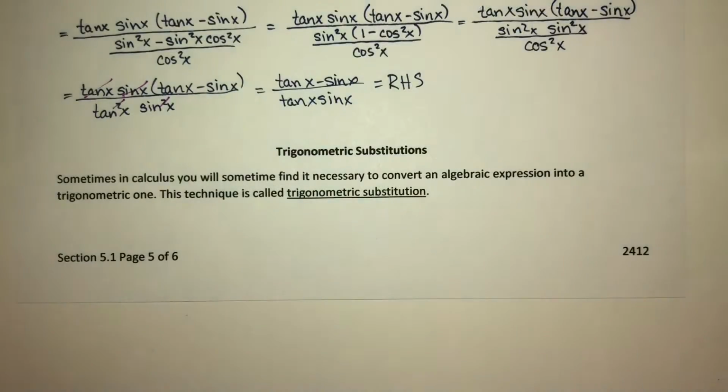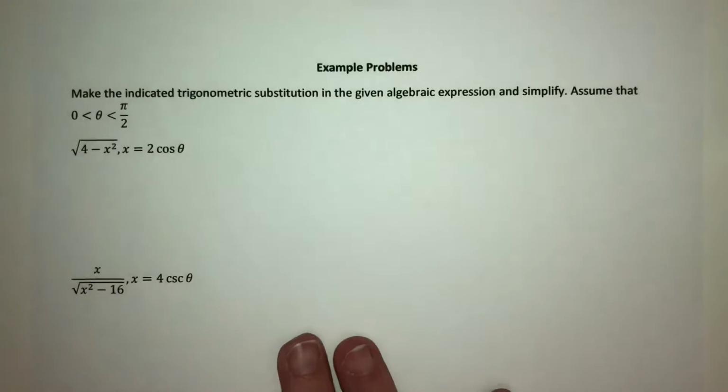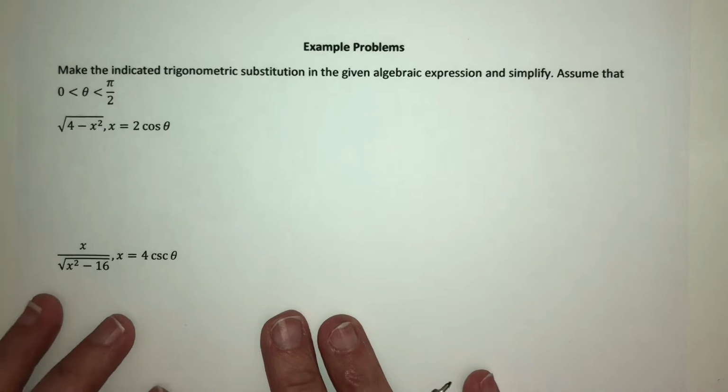This is part 5 of section 5.1, trigonometric substitutions. Sometimes in calculus, you will find it necessary to convert an algebraic expression into a trig one. And this technique is called trigonometric substitution. Now, by the time you get into calculus, they're going to want you to know what substitutions to make, but you're far from being ready for that at this point. We're just going to work some problems that will kind of show how it works, okay?